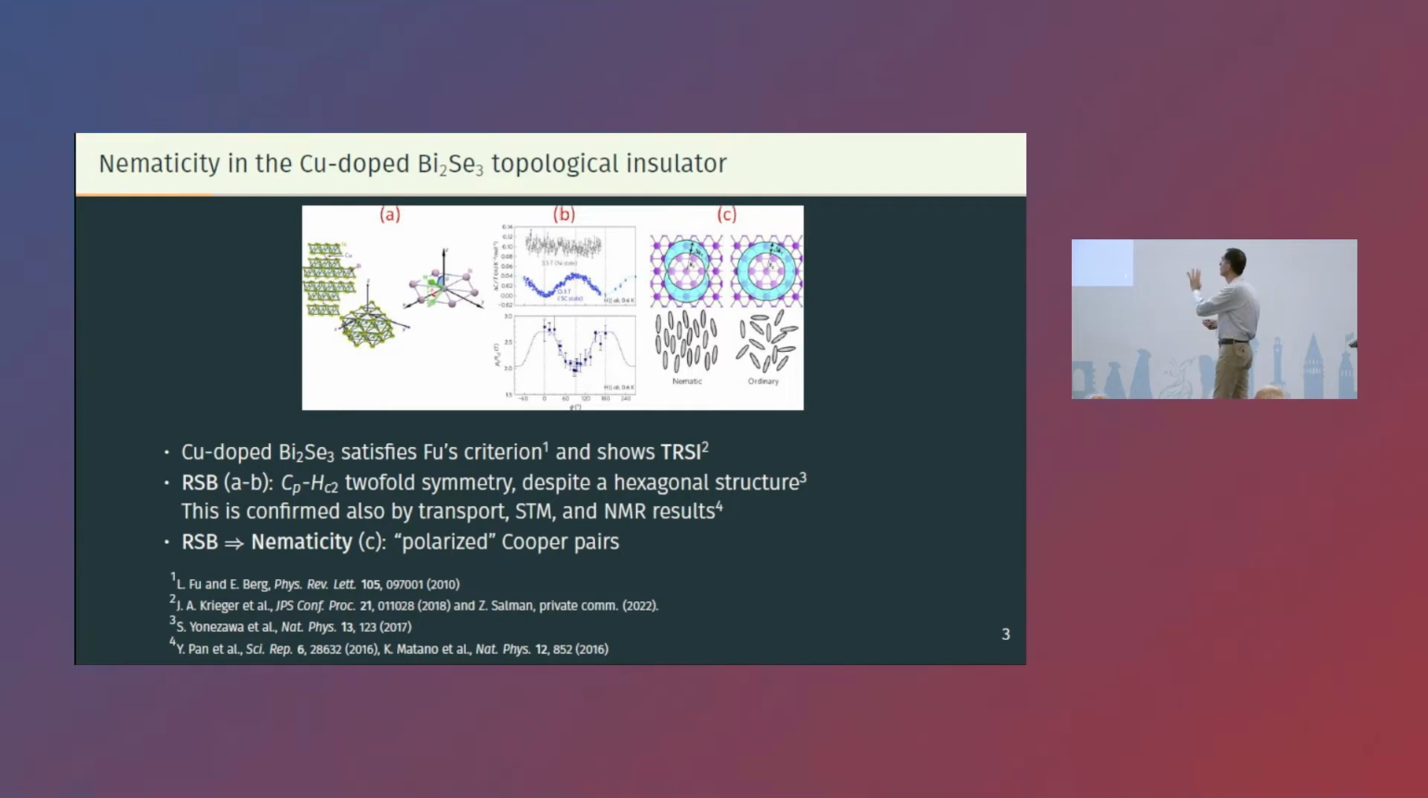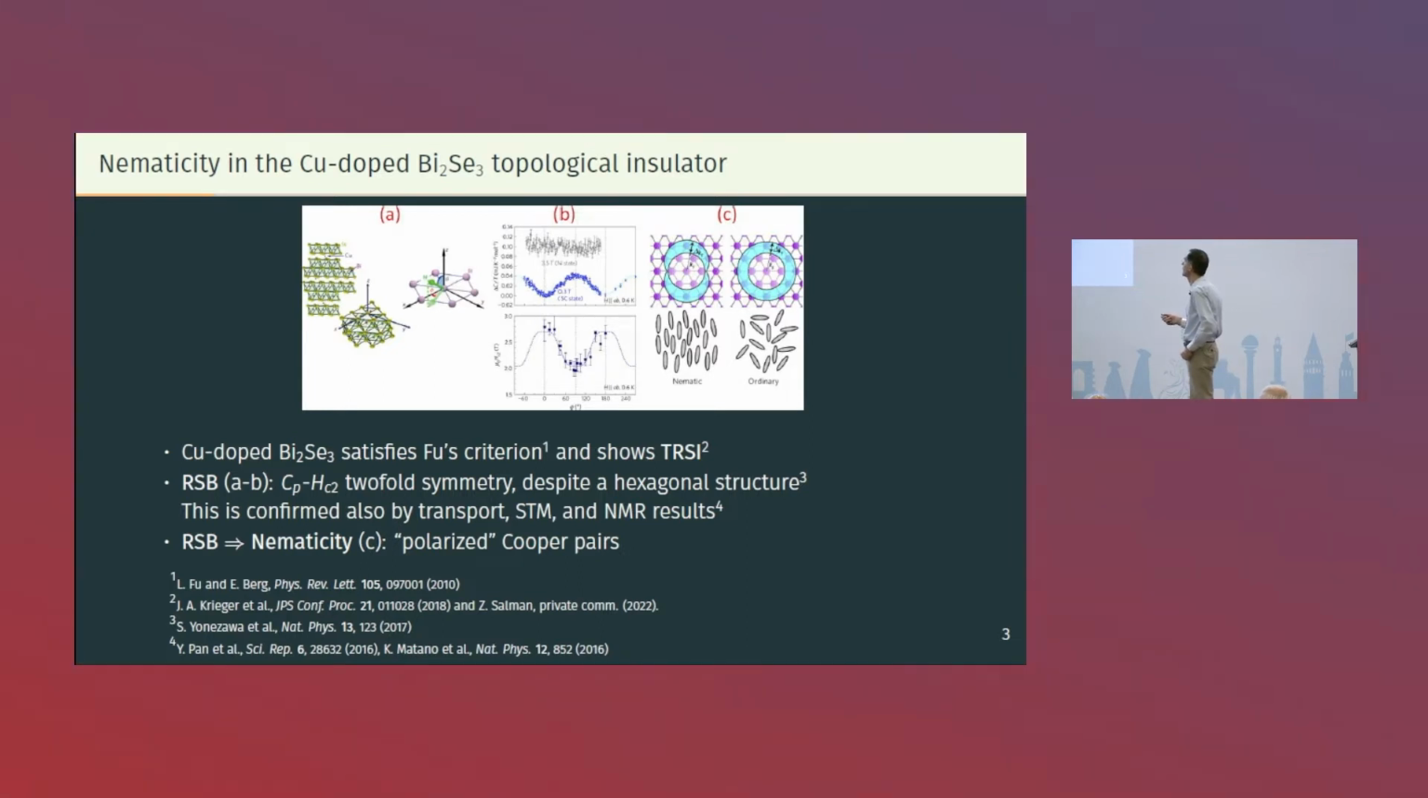Here I'm not going into much detail, but this is the equivalence with the standard liquid crystal nematic. We have a director and the Cooper pairs, which are polarized, so to say, in the material. So this is the ordinary superconductor. This is the nematic one.